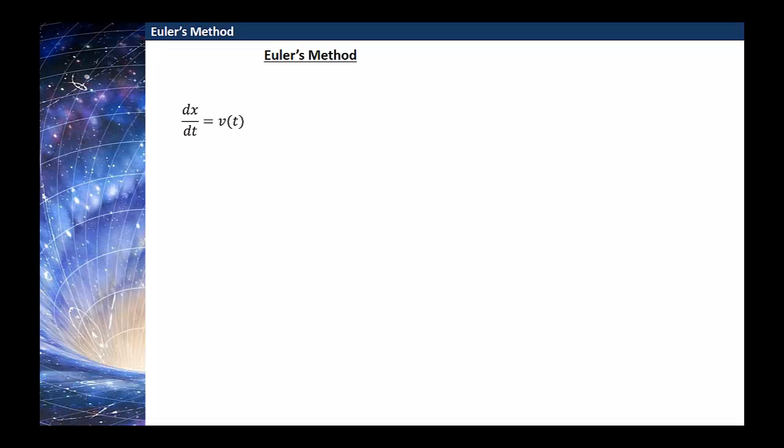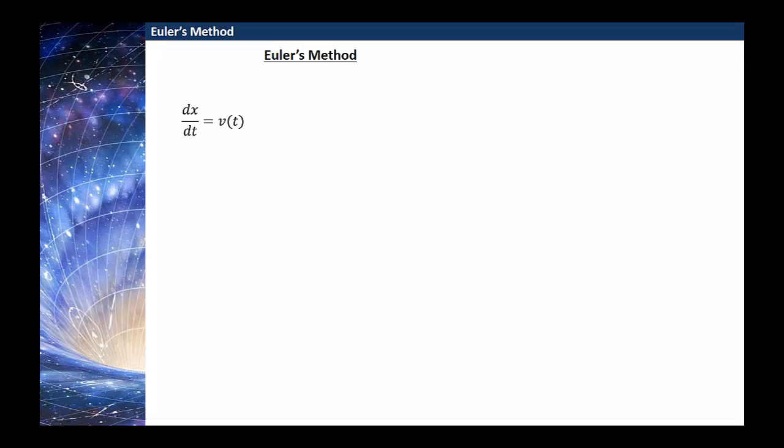Hello. In this video, we are going to use the technique of Euler's method to solve a differential equation numerically. Oftentimes we have a differential equation, dx/dt is equal to v(t), that we can't solve using paper and pencil. We can't find the actual solution to it, so we need to find a numerical solution. Euler's method is a way of finding a numerical solution to a differential equation like this.